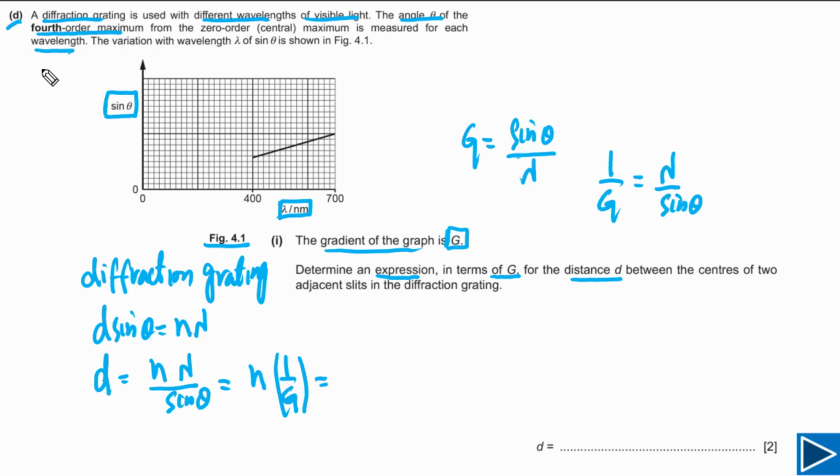In this question, it is given to us for fourth order maximum. Fourth order means n is equal to 4, and this is divided by g. So d simply is equal to 4 over g, and this is our answer for this question. This question has 2 marks. The first mark you will get if you have written this equation. So you will get the first mark, and this one is a C1 mark. And the final mark is the answer mark.